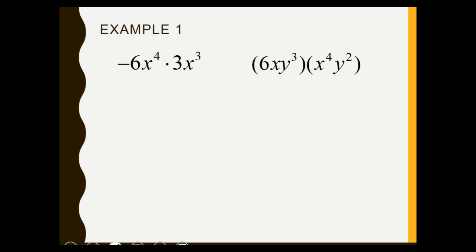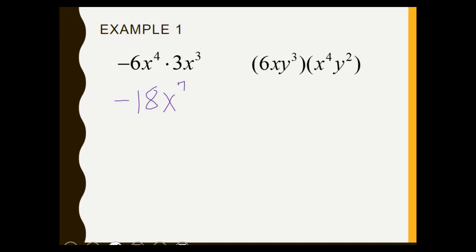When we have an example like this with a coefficient, we just multiply the coefficients separately. So -6 times +3 is -18. Now we look at the exponential. So x to the fourth times x to the third power, they have the same base, so you keep the base and add the exponent. So that's x to the seventh.